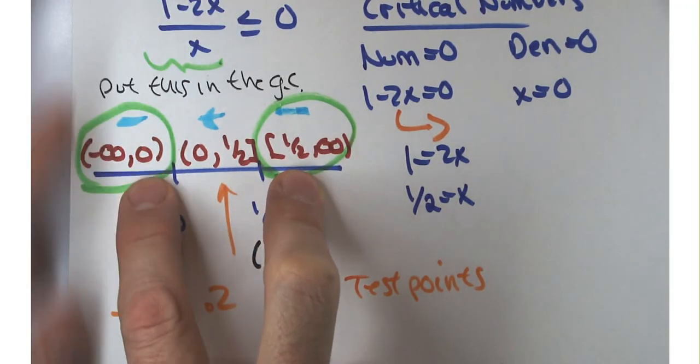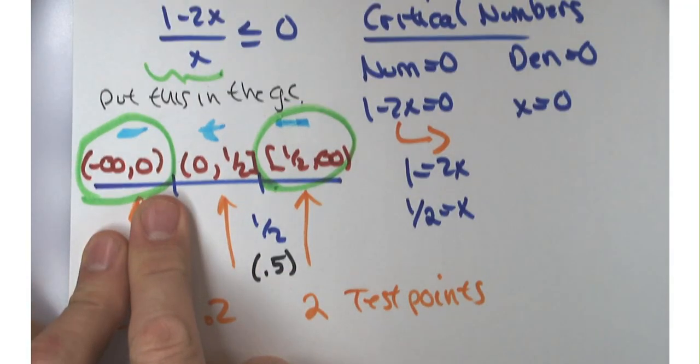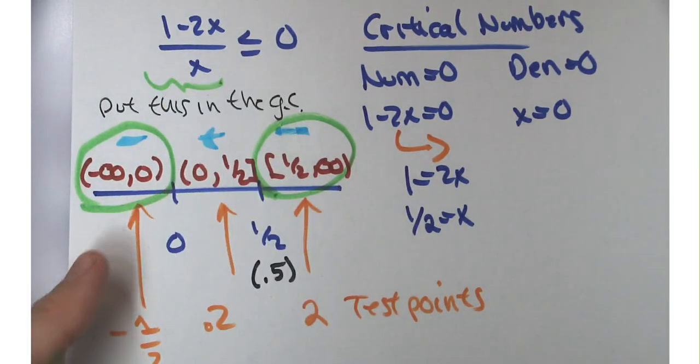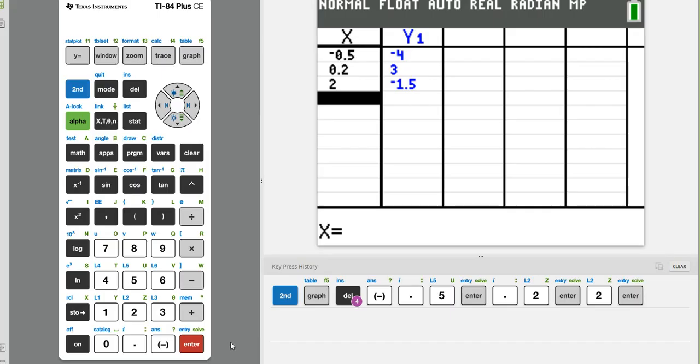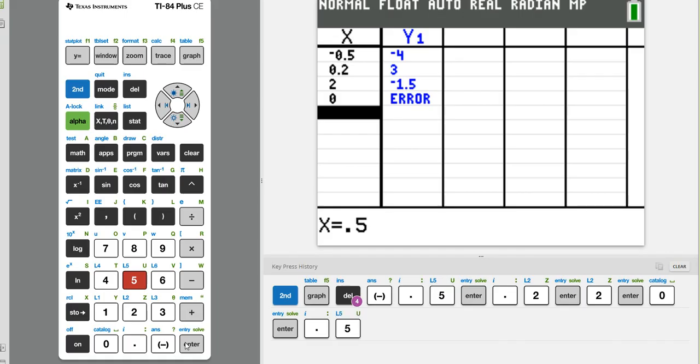Be careful about the endpoints. You can't include the endpoints where the denominator is 0. If you're unsure, you can test the endpoints. If you try plugging in a 0, it says error. That's a big clue that you don't want to use that as one of your answers. If you choose 0.5, you get a 0. 0 is less than or equal to 0, so that's okay to use. But the other one doesn't work because you can't divide by 0. That's why you're getting the error there.